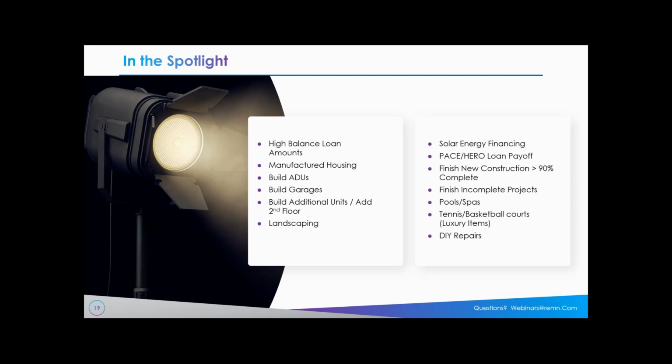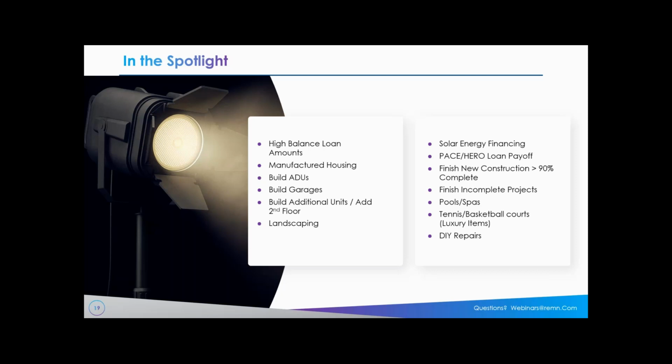Solar energy financing, okay, this is getting hot in some areas. We can finance that. Pace Hero loan payoff, that's popular in California. The work has already been done. We can refinance and pay off that Pace or Hero loan with a reno.